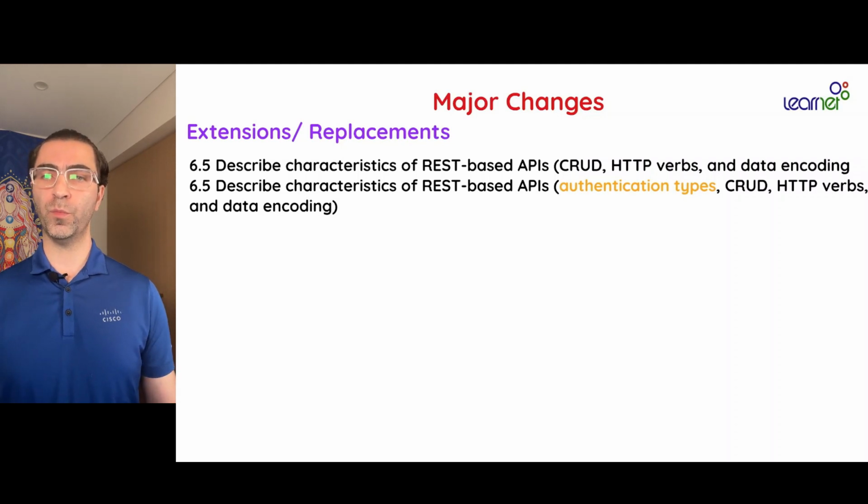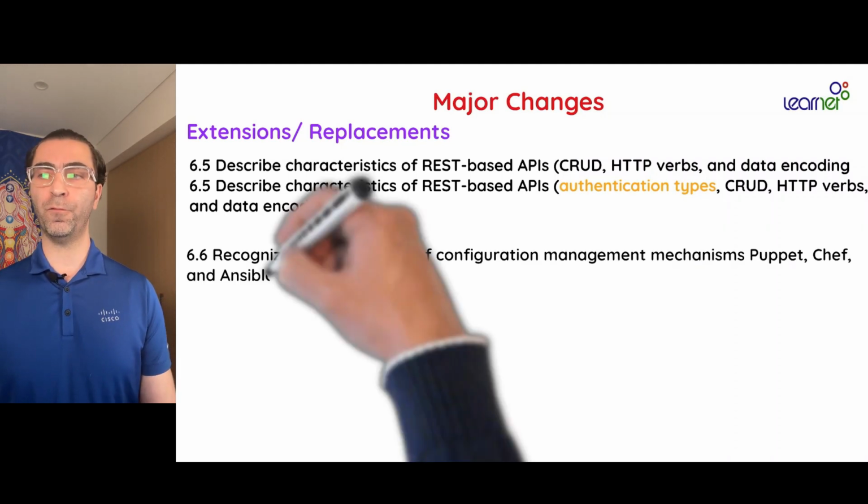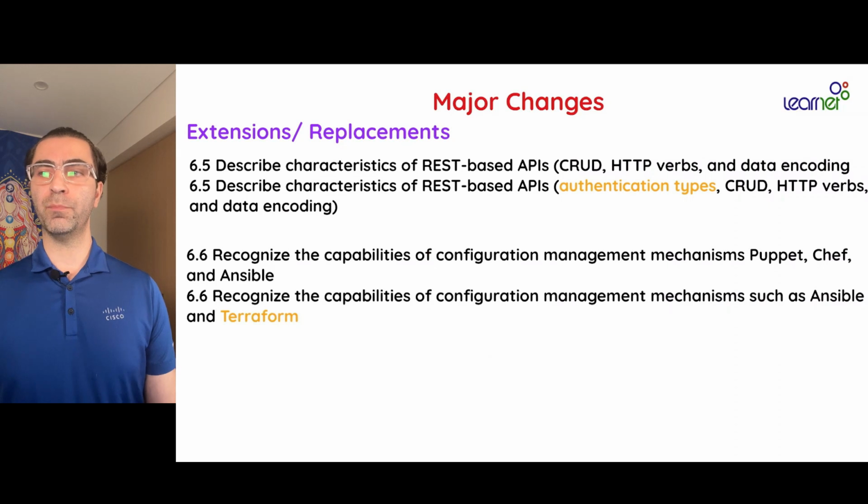And finally, for 6.6, formerly, they mentioned the automation systems. They actually talked about Puppet, Chef, and Ansible, but in the new one, they want to talk about Ansible and Terraform. So you don't need to learn about Puppet and Chef anymore.